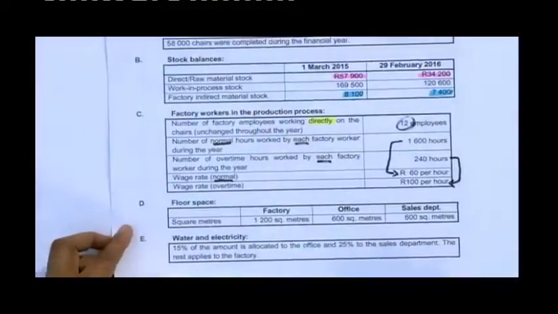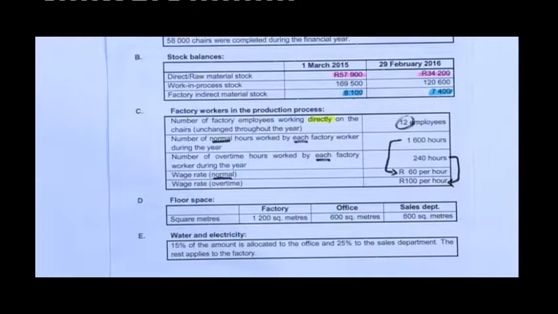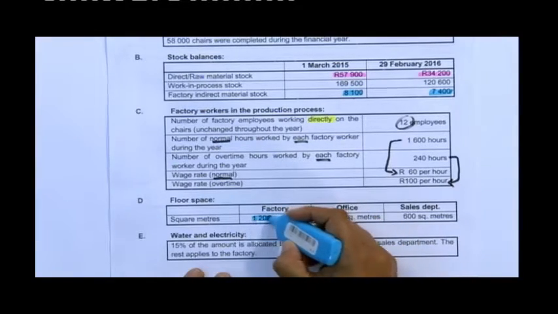Okay, so let's go back to our activity. We're nearly done. Here we go. Number D. Number D says floor space. And there you have factory, office, sales department. You're going to ignore office. You're going to ignore sales department. You're only going to consider factory.